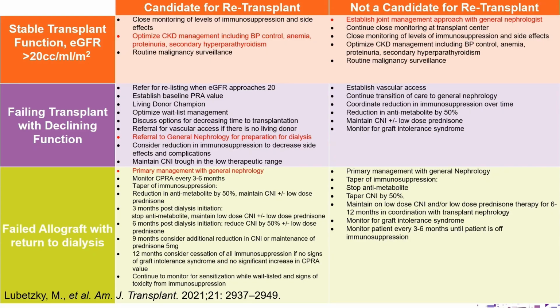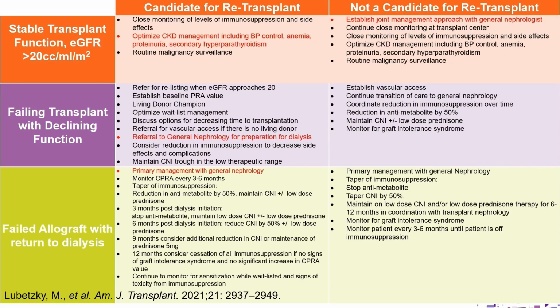For patients whose transplant is failing and we anticipate within a year they'll need to resume dialysis, this is when we want to be more aggressive about getting them relisted for kidney transplant and establish a baseline PRA value. If they don't have a living donor, talk to them about programs such as living donor champions, which have been shown to increase opportunities for living donor transplant if you don't have an available living donor but you have someone who can be your advocate.